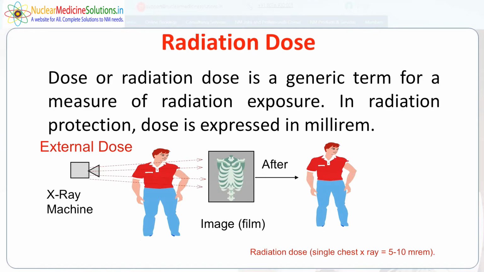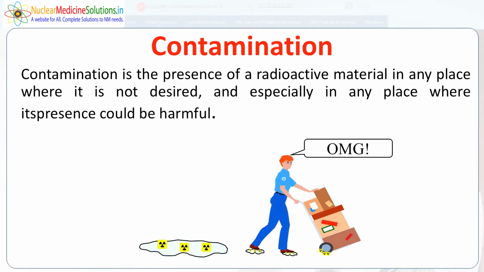You are able to get the picture of the chest X-rays, a film, and finally you come out. The person who is coming out is not a radioactive person. He doesn't have any radiation, but he has been exposed and got the film. Dose, or radiation dose, is a generic term for measuring radiation exposure. In radiation protection, dose is expressed in milliRAMs. We talked about the quantity RAM.